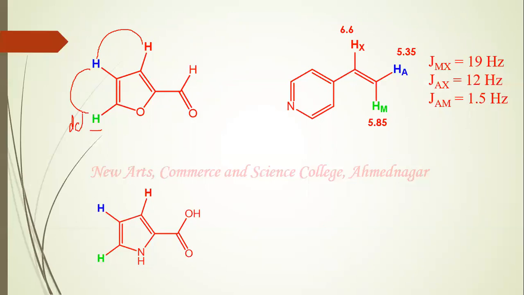Coupling constant value, this will be a long range coupling, green and red will be a long range coupling, so it will be a small coupling constant value, while this will be a comparatively large coupling constant value. Again, this blue proton will also give me a doublet of a doublet.